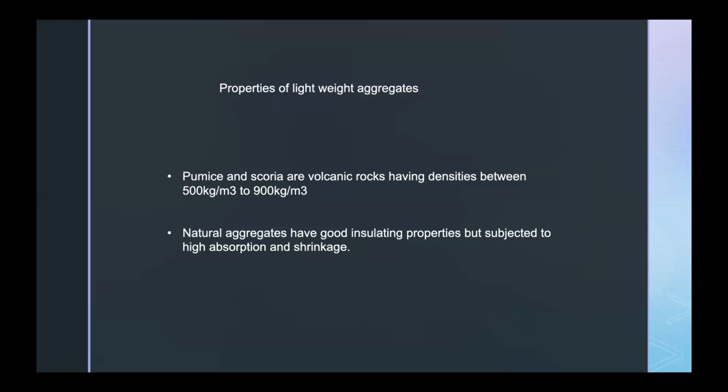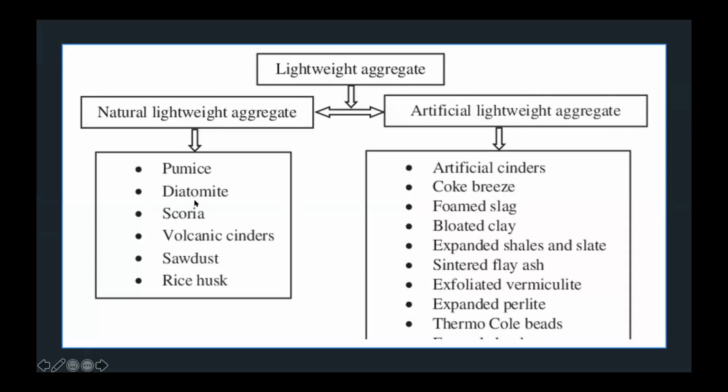Then these are some properties of the lightweight aggregates, which I'll show you on this one. These are some of the natural ones: the pumice, the diatomite, volcanic cinders, and these are some of the artificial ones that they use. So when you say artificial, they're man-made? Yes, I believe so. Or altered anyway? Yes.